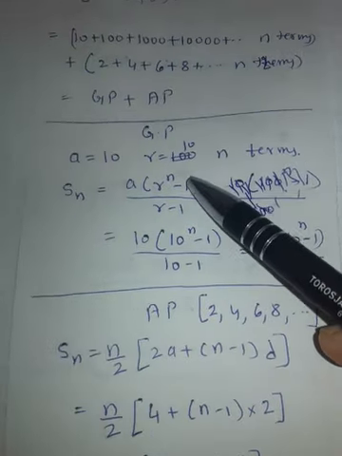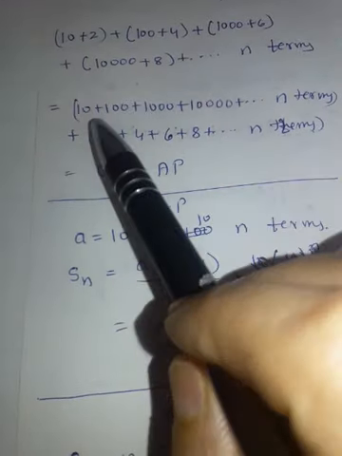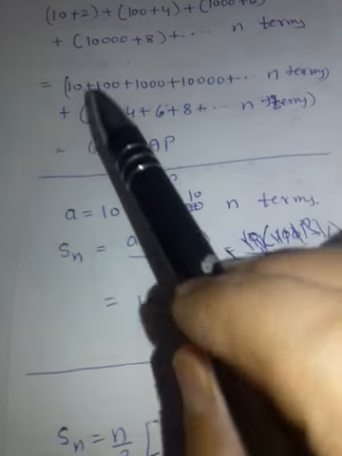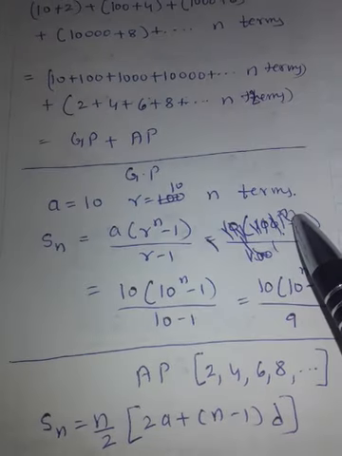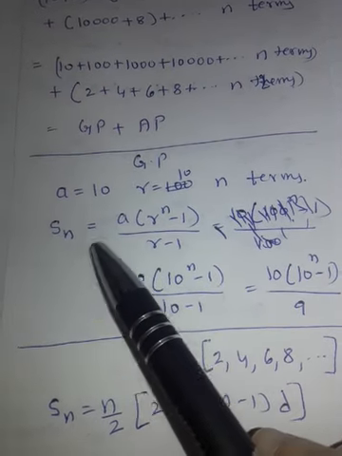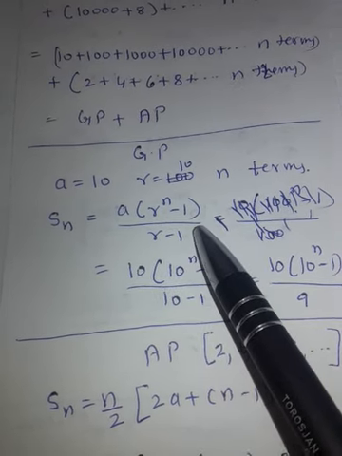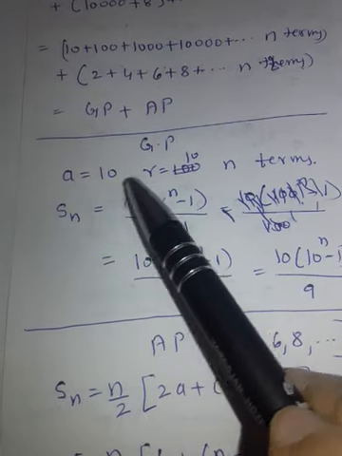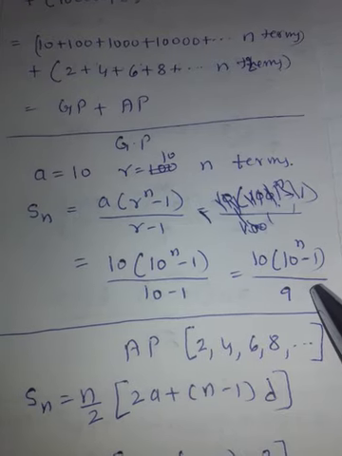So first let me deal with this GP. 10, 100, 1000. So A is 10, first term. Common ratio is 10 and I need sum of n terms. And I have the formula Sn is equal to A in the bracket r raised to n minus 1 upon r minus 1. So I am substituting values of A and r in this formula and I get this answer.